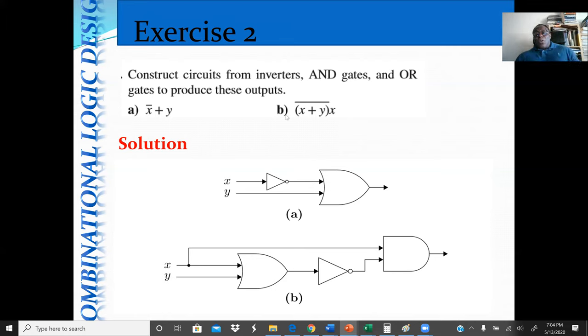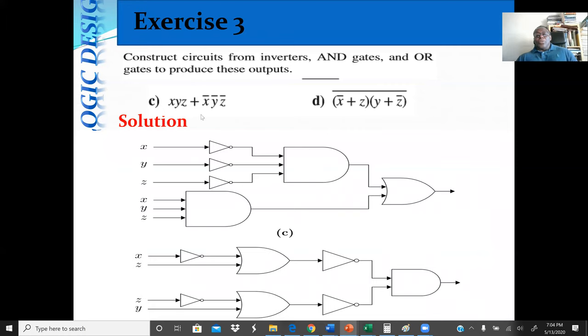The same thing applied to the second one, b. We have x plus y, inverted. So I will need two inputs first. x plus y go through the OR gate because it's plus. Now after I get the output, I'm going to invert it. So we use a NOT gate. Then we get the X. Then we let the x go through the AND gate because it will be x plus y invert times x. Now this invert affects only x plus y. That's why when we get the x plus y from the OR gate, it goes through the invert first before we multiply it to x at the AND gate here.